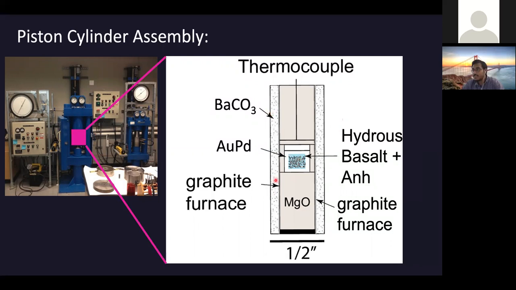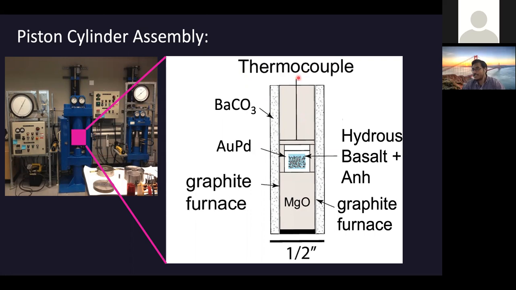Barium carbonate that is placed on the side is the pressure medium which absorbs the pressure from the pistons and then supplies it onto the sample. This graphite furnace acts as the heater, and MgO is kept here as spacers to fill up the gaps. Current is passed through this whole assembly, thus increasing the temperature, and this temperature is measured using a thermocouple.